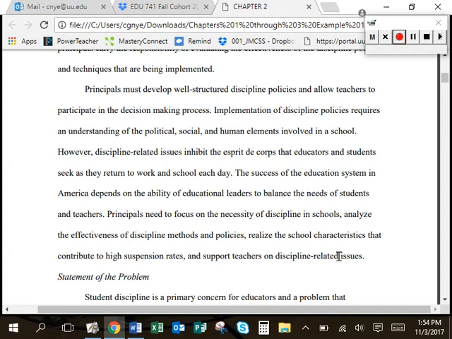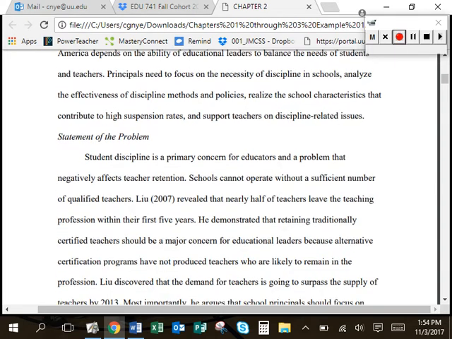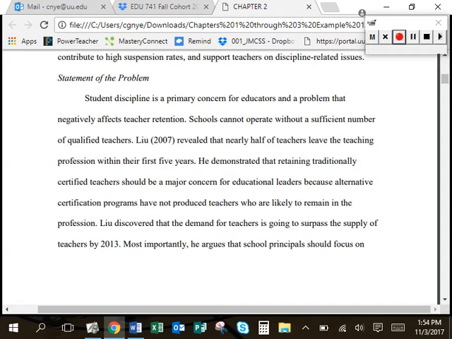And that sets the stage and leads us right into the statement of the problem, which the reader would then be lured into thinking, hey, this is a problem, so what is the problem that we need to address in this research. And then you will go on to have your statement of the problem. Now that statement of the problem is something that you have already developed and submitted to me.